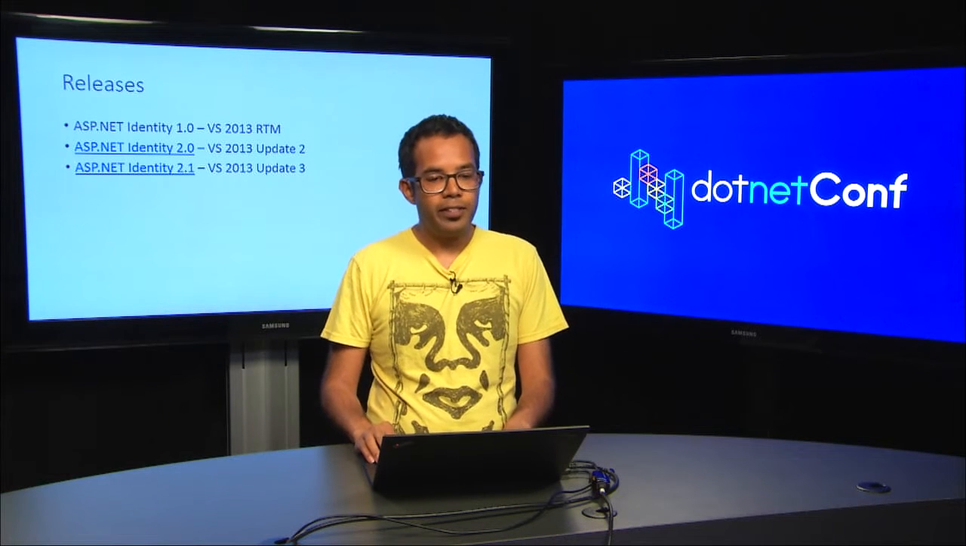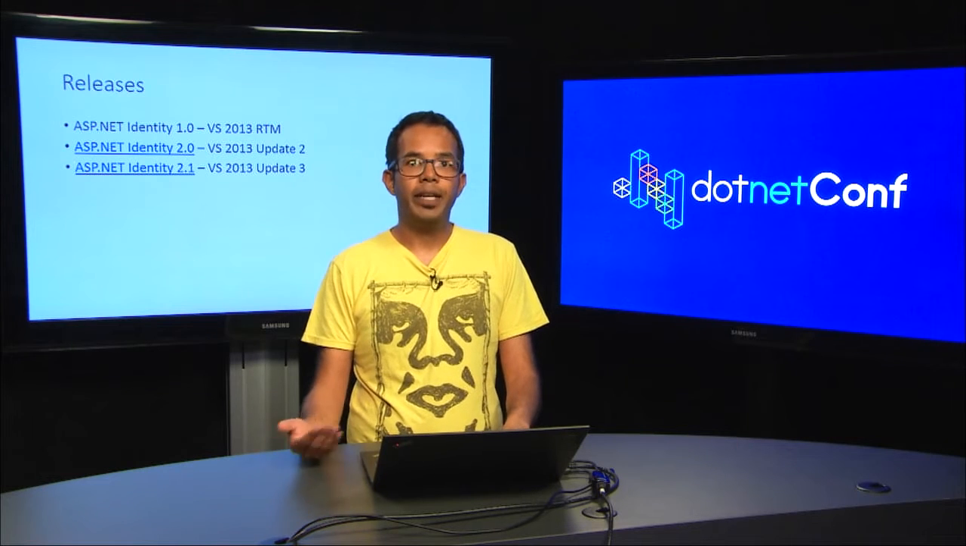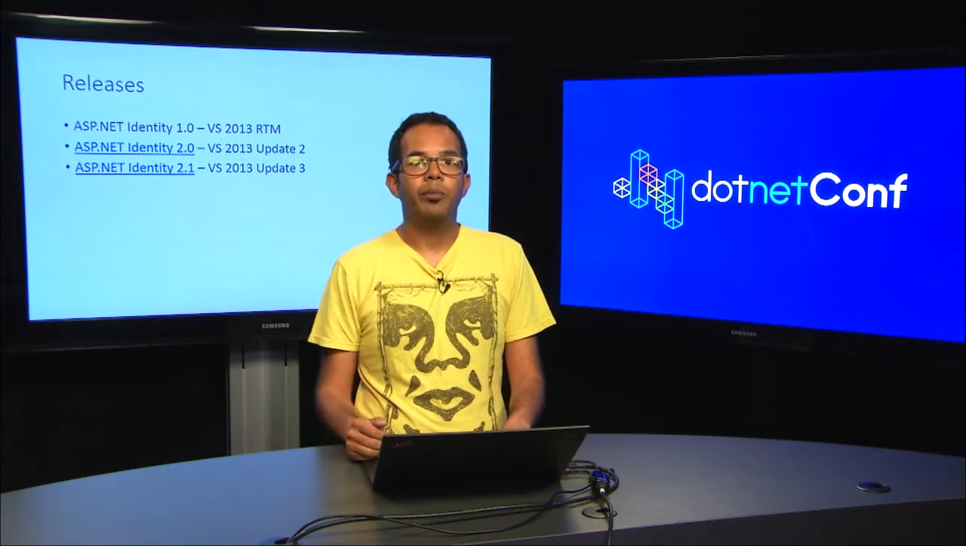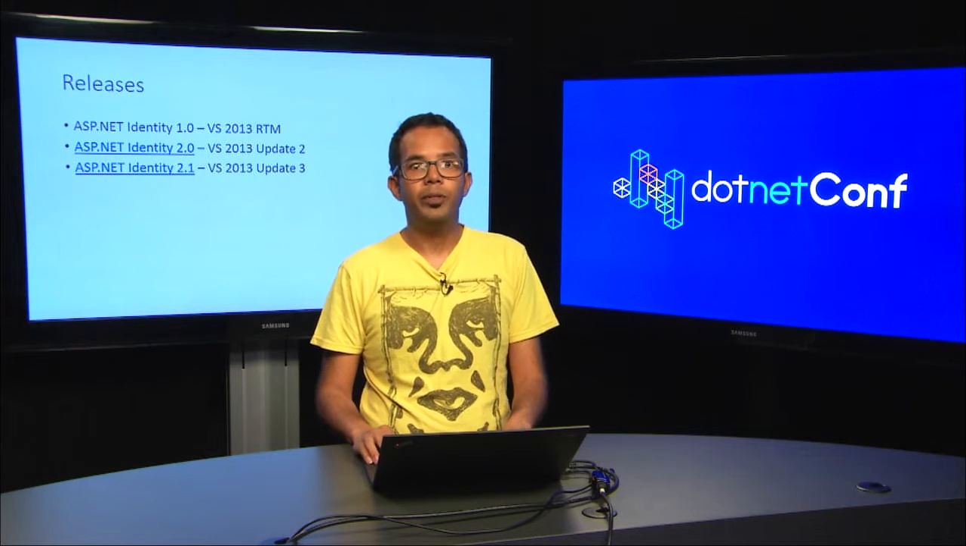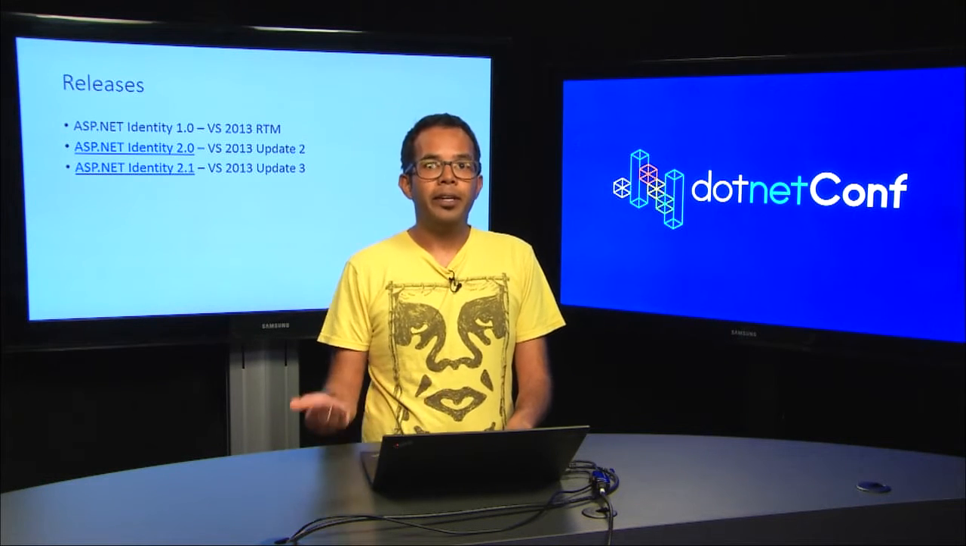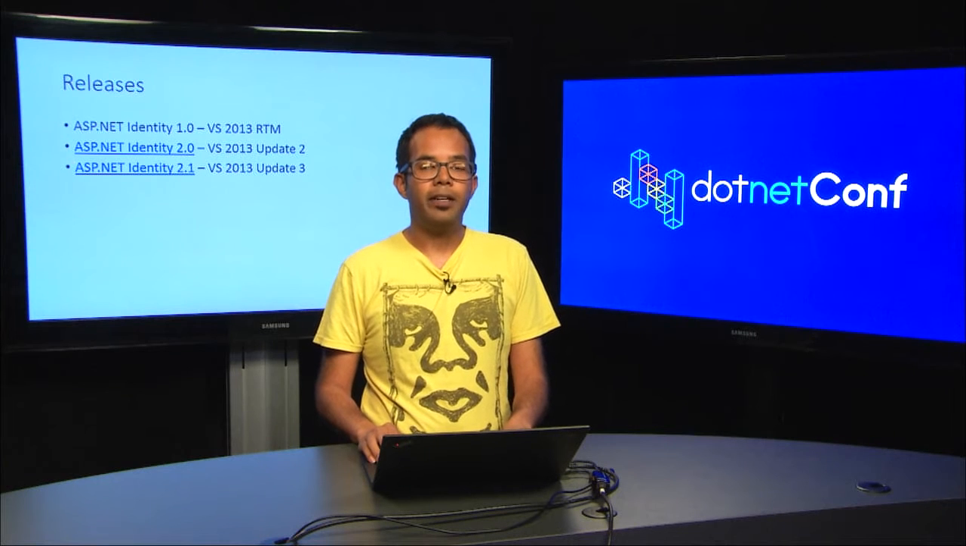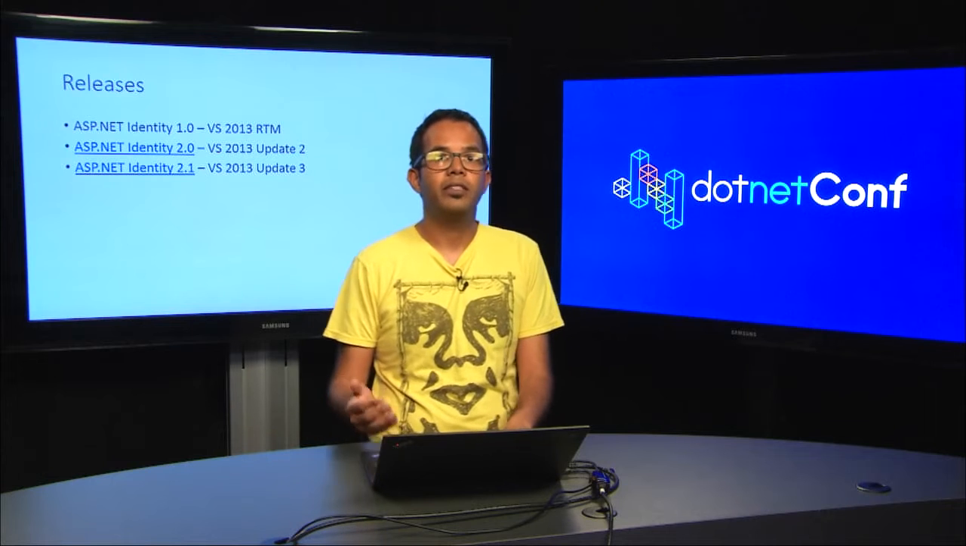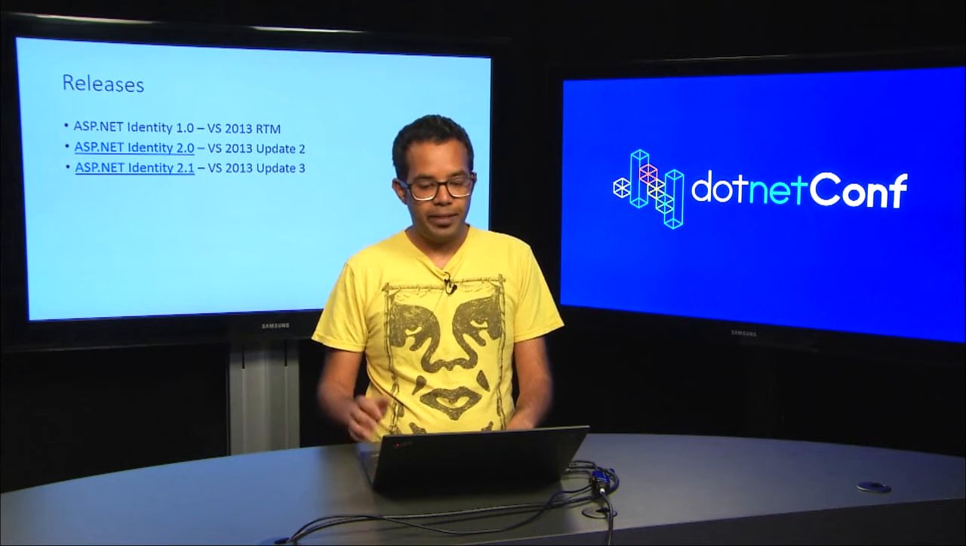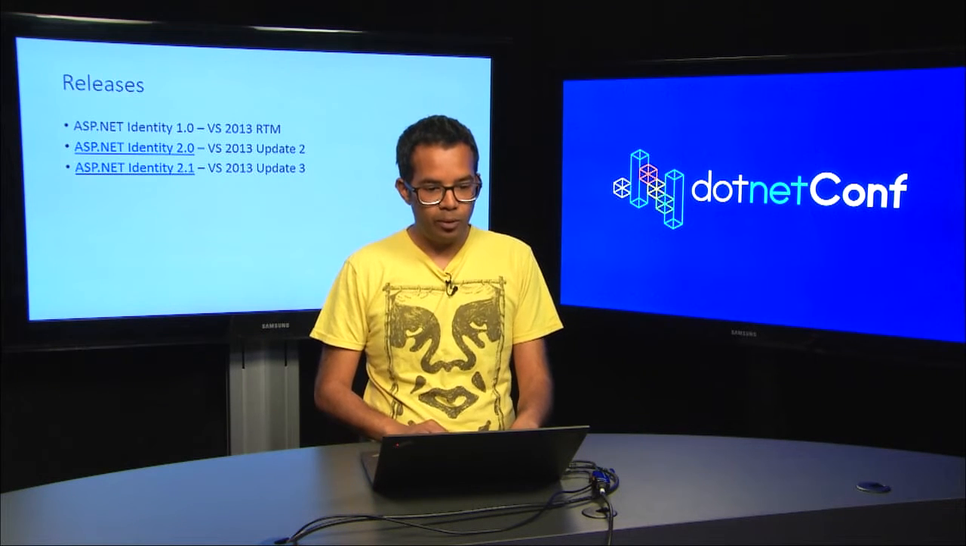In terms of releases, ASP.NET Identity 1.0 was released with the VS 2013 RTM. So all the templates that shipped with the 2013 RTM for MVC, web forms, web API, and SPA used Identity 1.0. Identity 2 was shipped with VS 2013 Update 2. So this is where two-factor auth, account lockout, account confirmation, password reset, and many more features came in. And 2.1 is going to ship with 2013 Update 3. So that's what the landscape looks like in terms of releases.